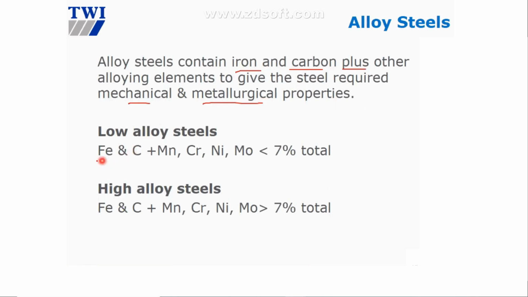Besides that, plain carbon steel only has ferrum and carbon. So for low alloy steel, when the percentage is less than 7%, it contains manganese, chromium, nickel, molybdenum, but all those percentages are less than 7%. High alloy steel refers to when the percentage of the elements is more than 7%. Again, we have manganese, chromium, nickel, molybdenum mixed with carbon and ferrum.